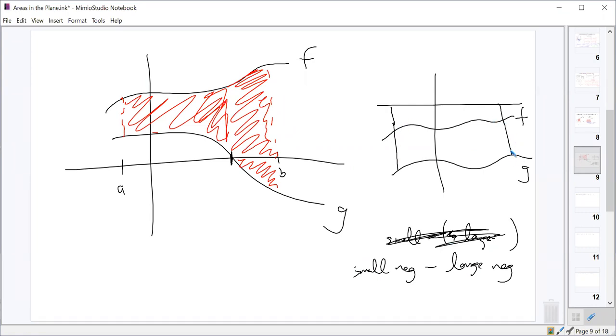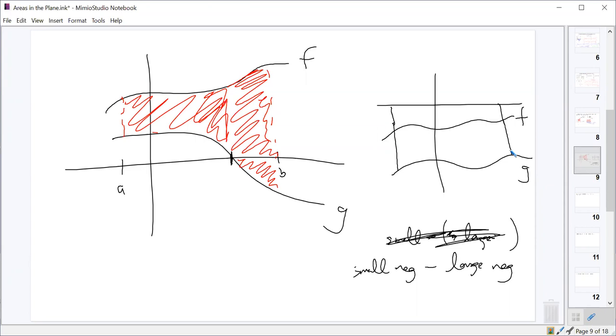Right, so even if they're both below the x-axis, or even if they both cross through the x-axis, perfect, doesn't matter. Convenient thing about finding the area between two curves is it never ever matters if one of them is above or below the x-axis. All that matters is which function is above the other function. Does that make sense to everybody? Yeah.